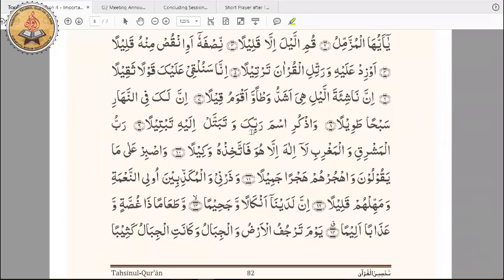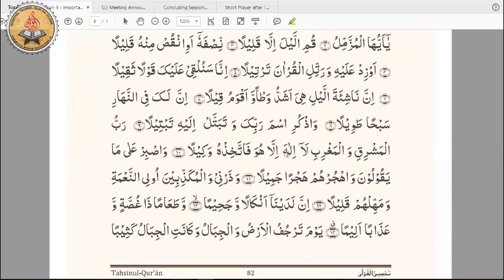واذكر اسم ربك وتبتل إليه تبتيلا. رب المشرق والمغرب.